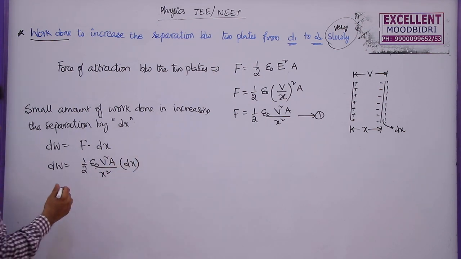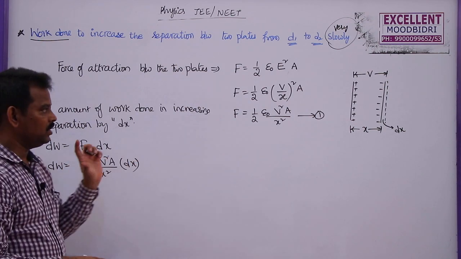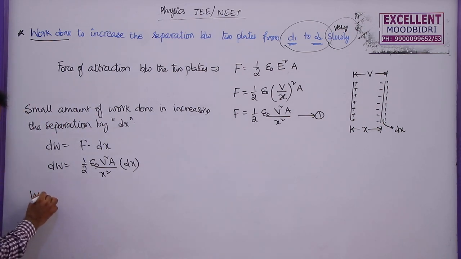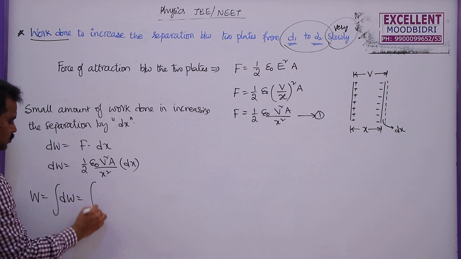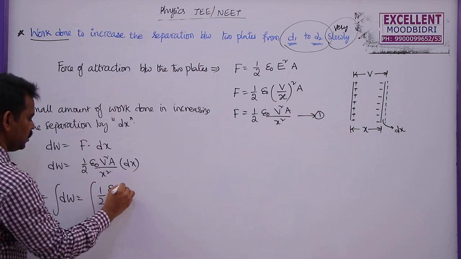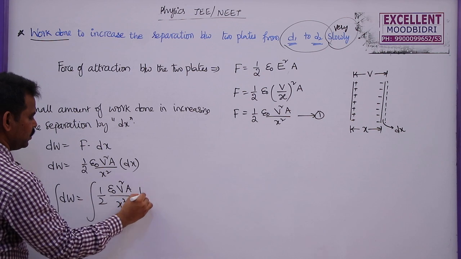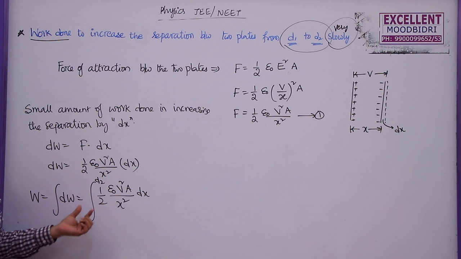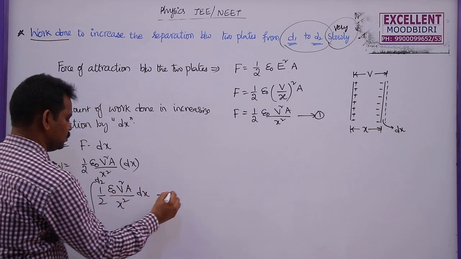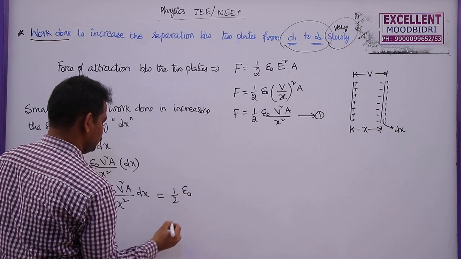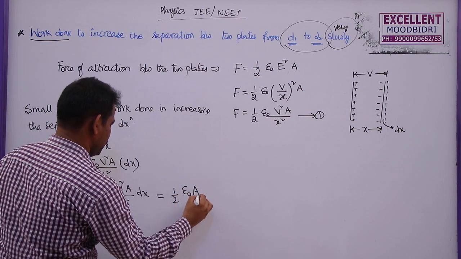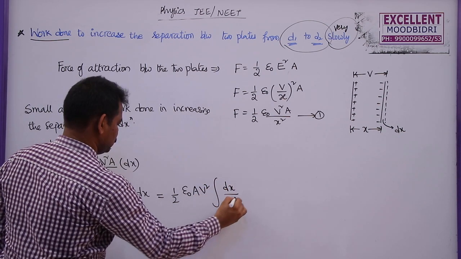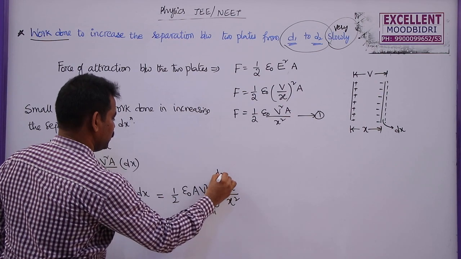This is dW. Now if I want to find out the total work done to increase the separation from d1 to d2, the total work done is given by integral dW, which is equal to integral of half epsilon naught V square A by x square into dx with the limits d1 and d2. Initial distance is d1, final distance is d2. Now you can bring the constants outside: half epsilon naught A V square integral dx by x square from limits d1 to d2.